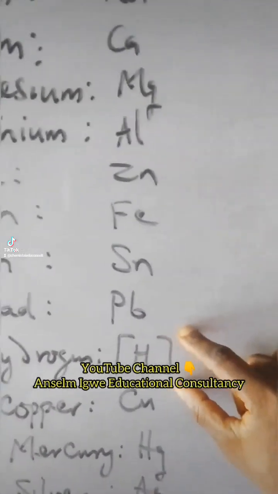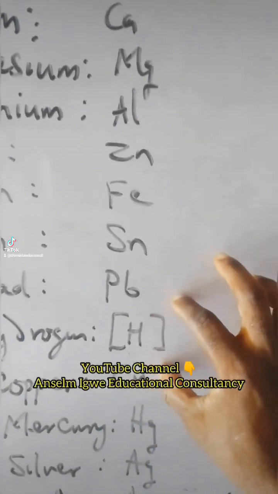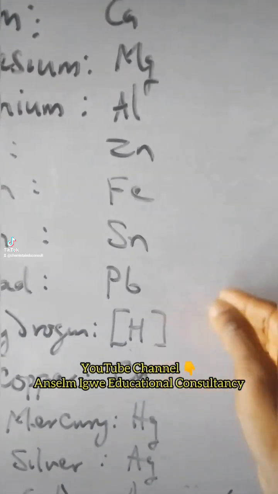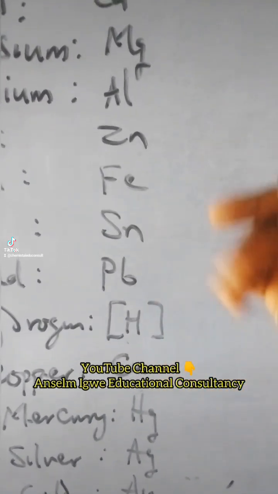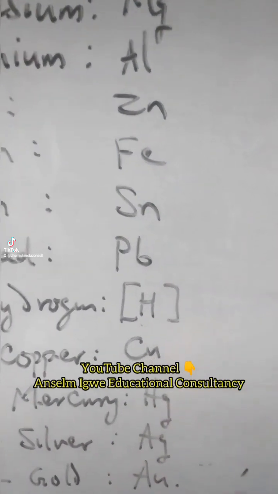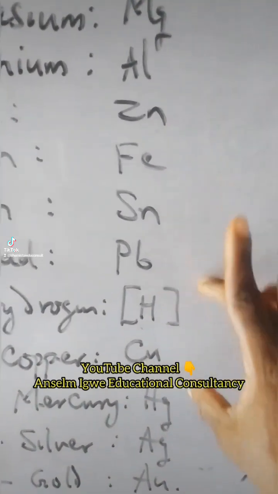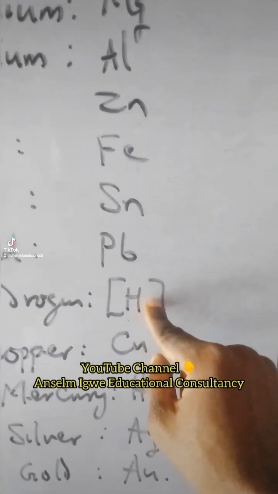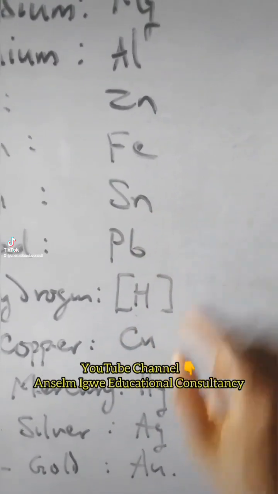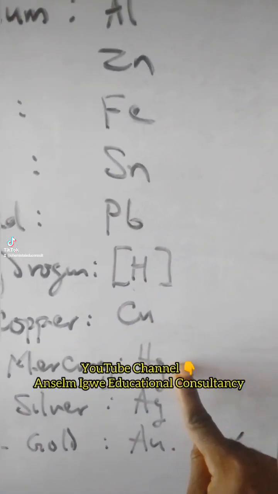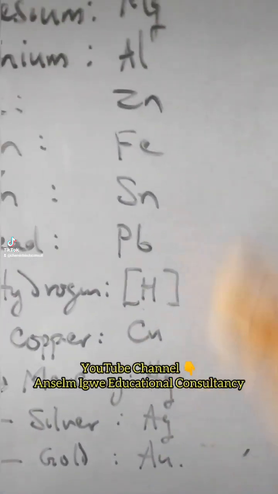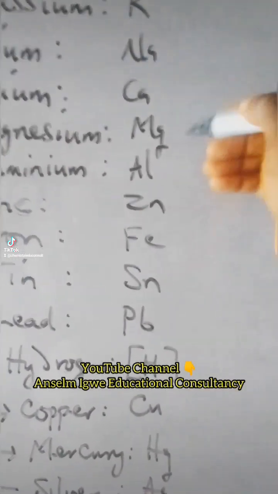Hydrogen is not a metal, but it is purposely placed here as a reference. And also, water being a universal solvent, most of these chemicals react in water. So they are there to compete with the hydrogen component of water. That is why hydrogen is placed here. Copper, mercury, silver, and gold. So that is how their reactivity is arranged.